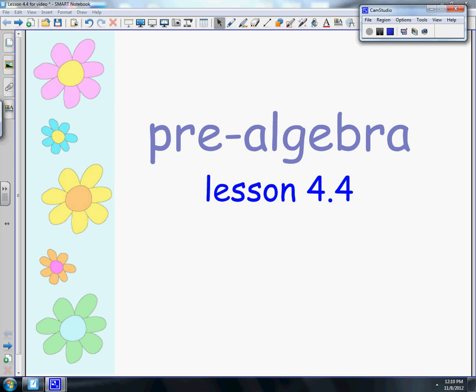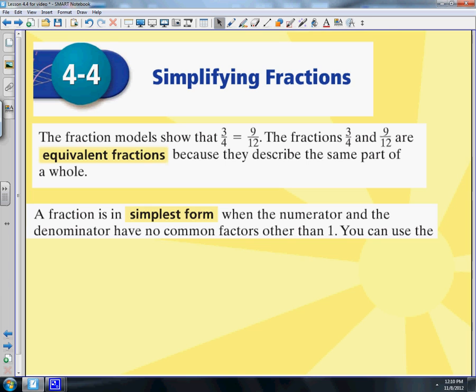Hey guys, this is pre-algebra lesson 4.4. So 4.4 is titled Simplifying Fractions.